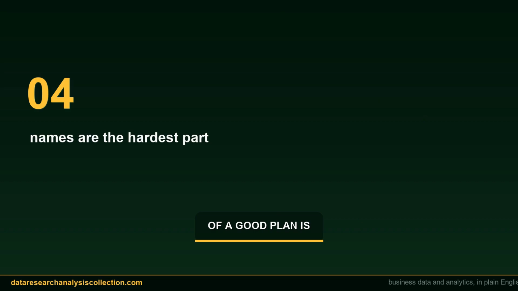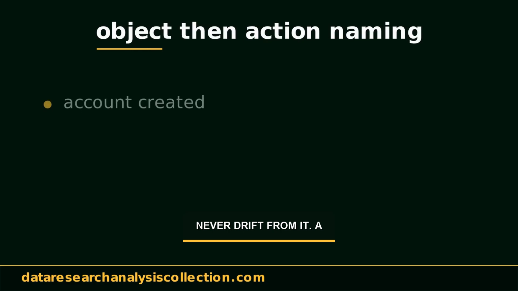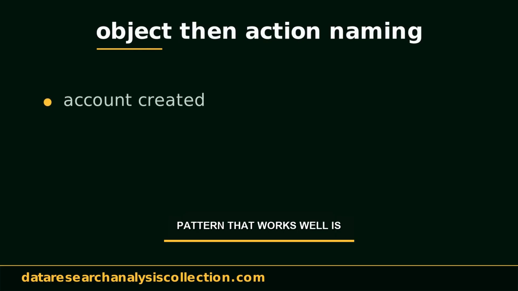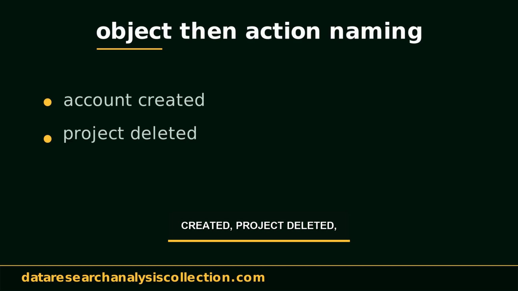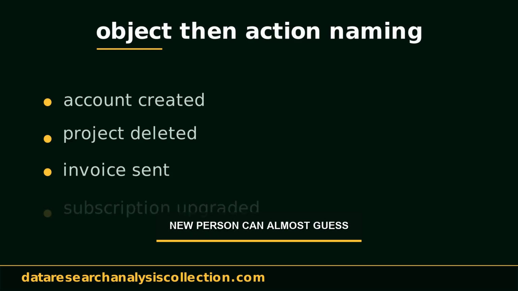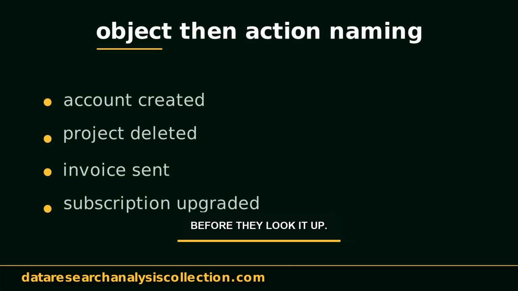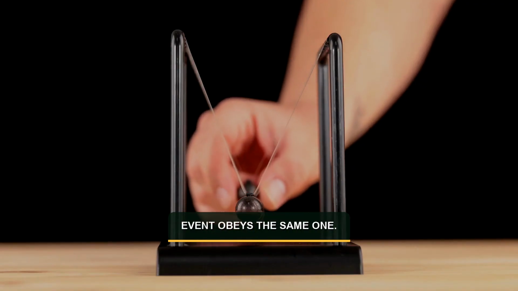Names are the hardest part. The core of a good plan is a naming convention, and naming is genuinely the hard part, because there is no single right answer, only a consistent one. What matters is that you pick a pattern and never drift from it. A pattern that works well is object then action. So you describe the thing, and then what happened to it. Account created, project deleted, invoice sent, subscription upgraded. It reads naturally. It groups related events together when you sort them, and it scales because a new person can almost guess the name of an event before they look it up. The specific style matters less than the promise that every event obeys the same one.